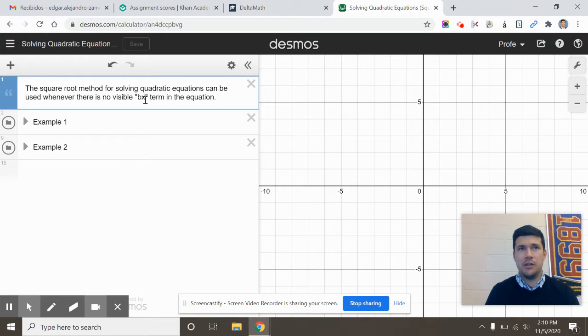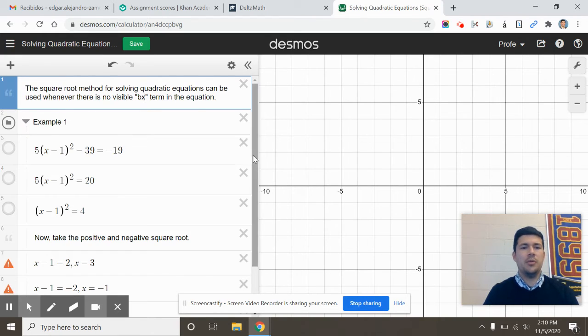If you see ax squared and c, for example, but no bx term, then you are good to go with the square root method. In other words, we're looking for something that's not really in standard form. When you don't have standard form, you have the possibility of using the square root method. Let me show you what I mean by this.